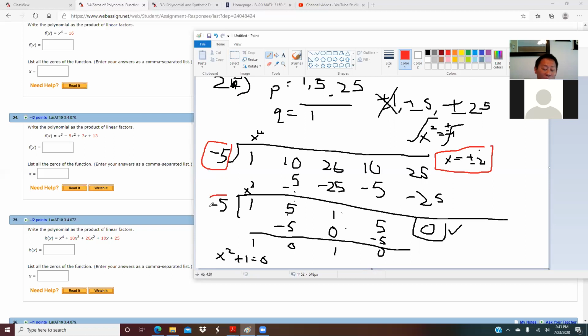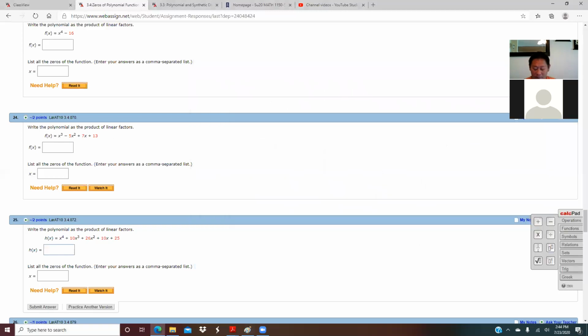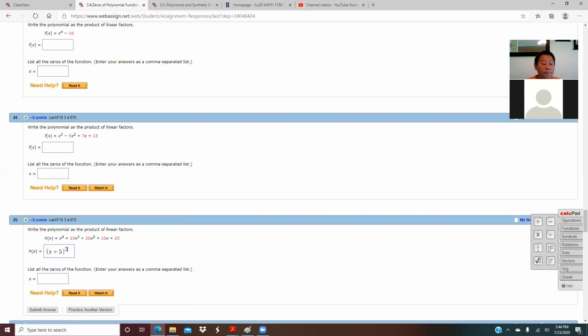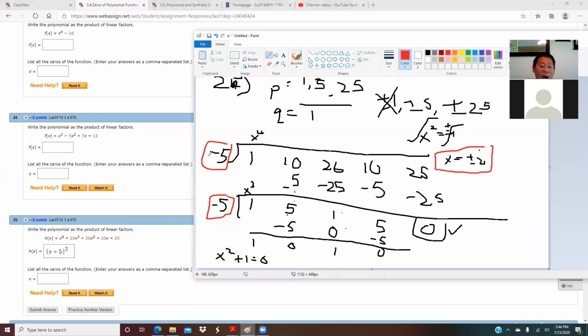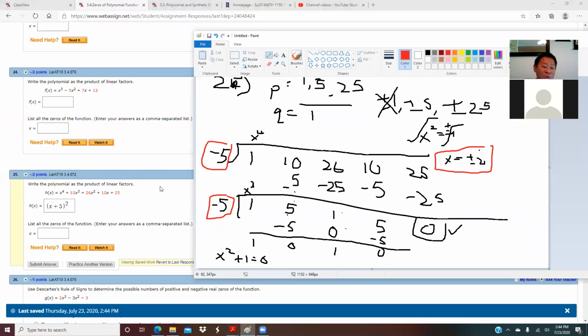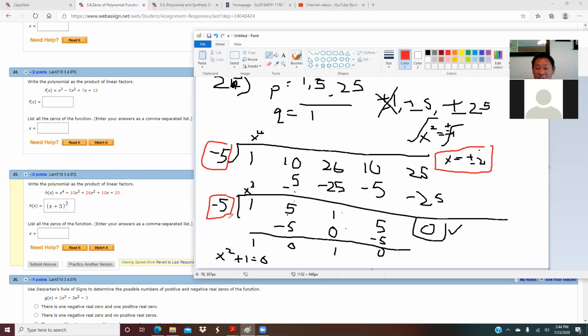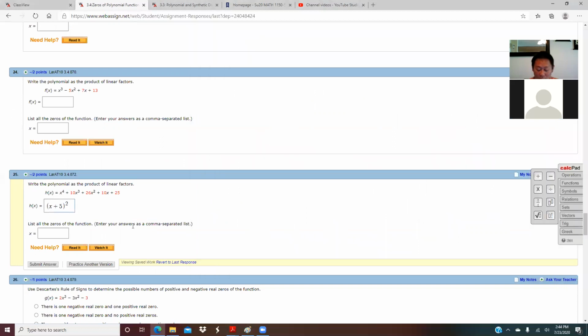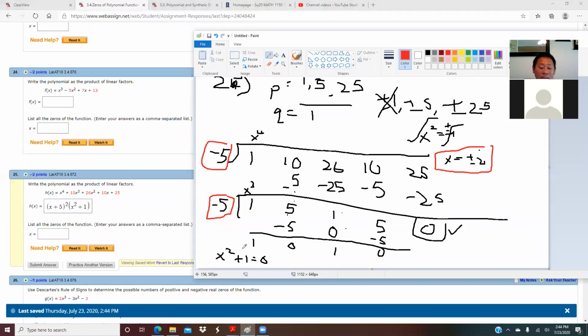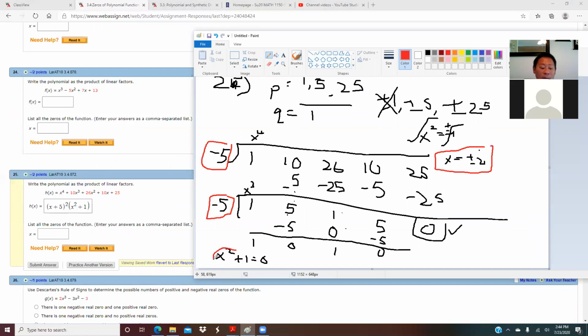Although it counts as 2, we call it a multiplicity of 2, we only write this as 1. So your answer in the factor form is x plus 5 squared. And the reason why I have to put x plus 5 is because there is a minus 5 here, so I have to switch the sign. The reason why there's a square is because you got twice of this. And then this one will become x squared plus 1. Where does the x squared plus 1 come from? The x squared plus 1 comes from this here.